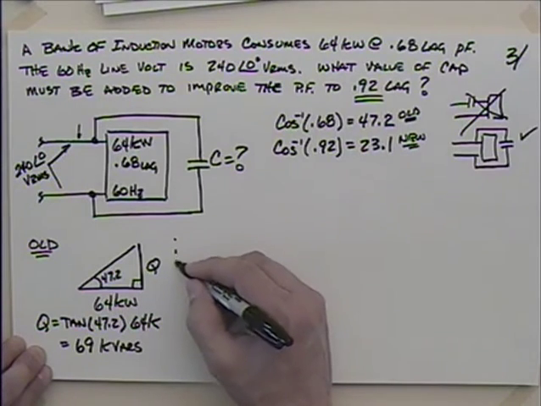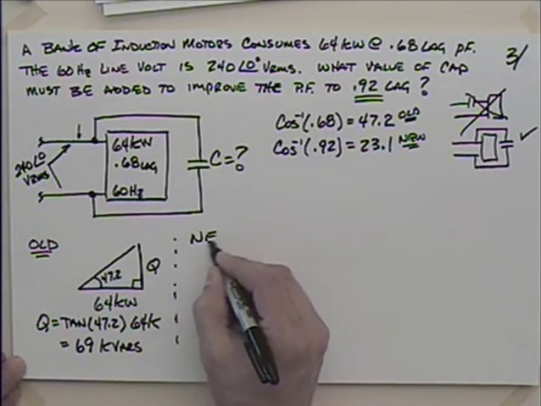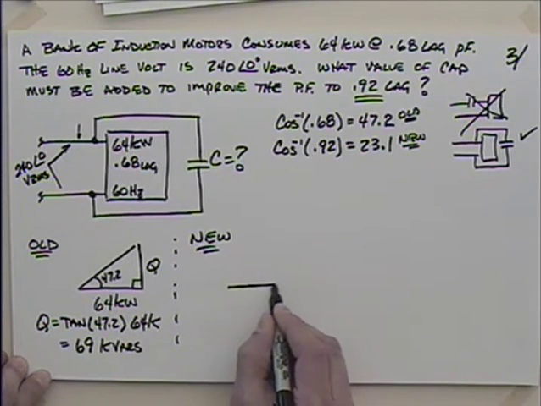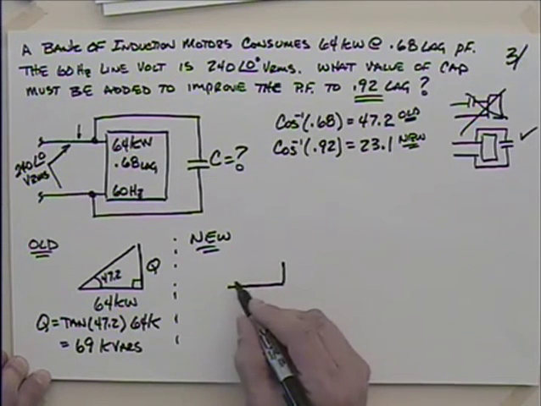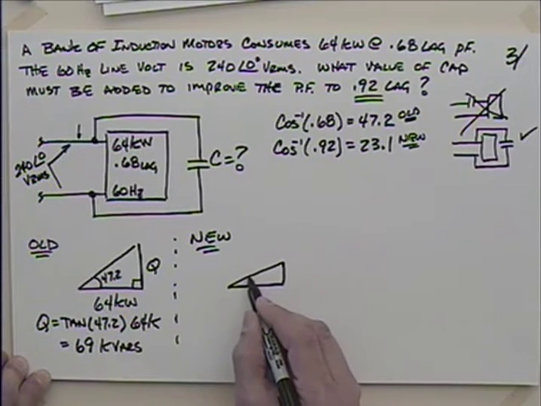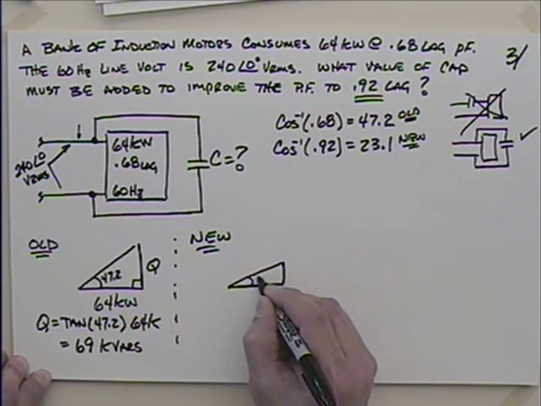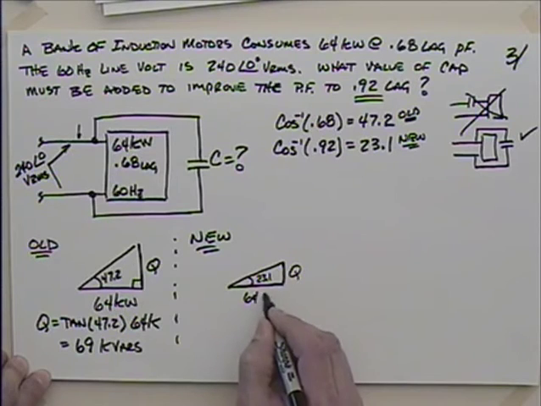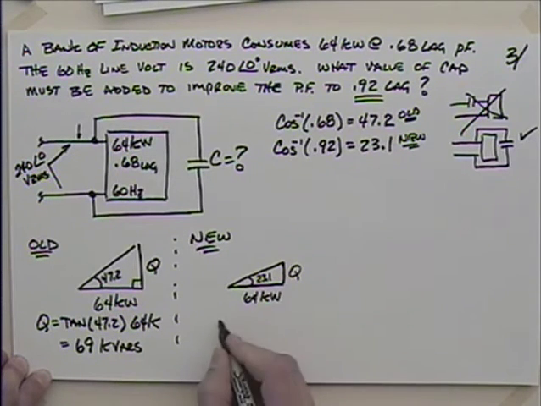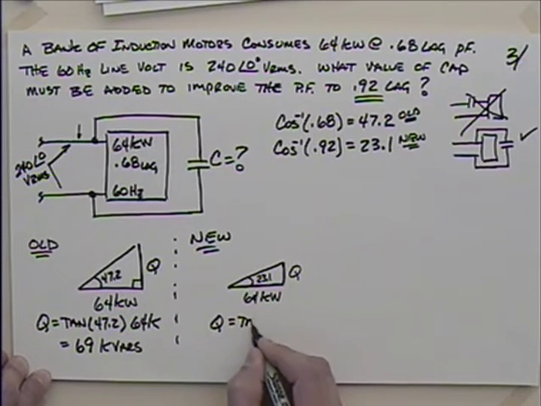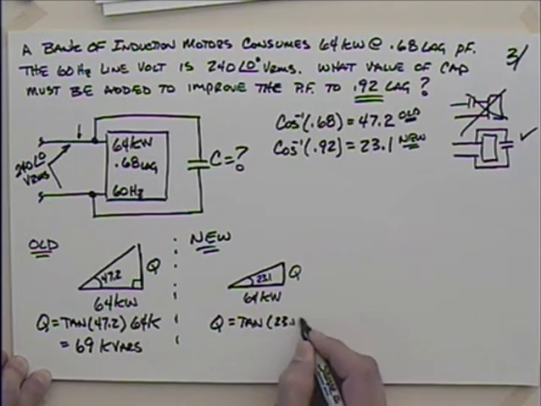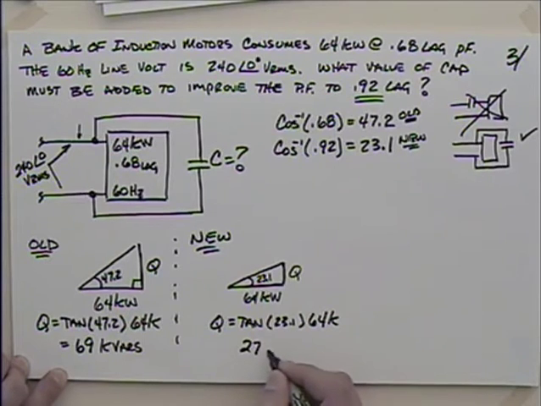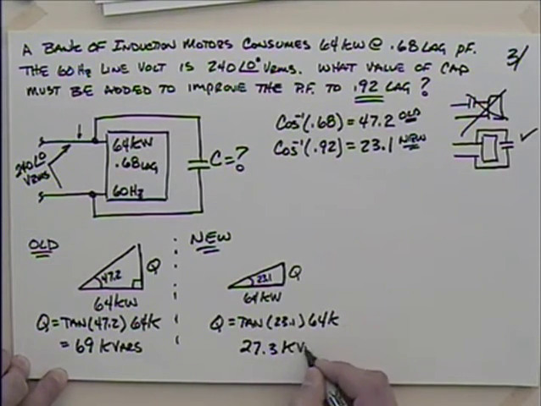Now let me try the new. I'll keep these separated. So with the new, my triangle, and I'll try and draw it to a bit of scale. It's not going to be perfectly to scale, but it's going to look like this. It's going to have a way smaller Q, because this angle is 23.1. This is still 64 kilowatts. So this Q here now is going to be equal to the tangent of 23.1 times 64K, which gives me 27.3 kVars.